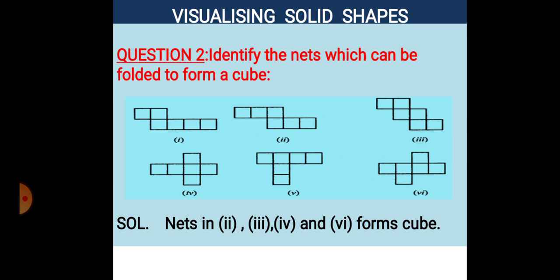Question second. Identify the nets which can be folded to form a cube. The 6 nets are drawn here, but the nets in second, third, fourth and sixth part form cube.